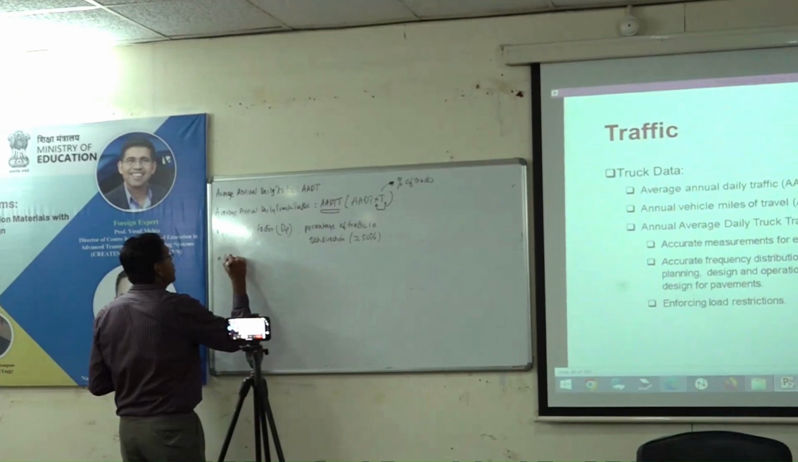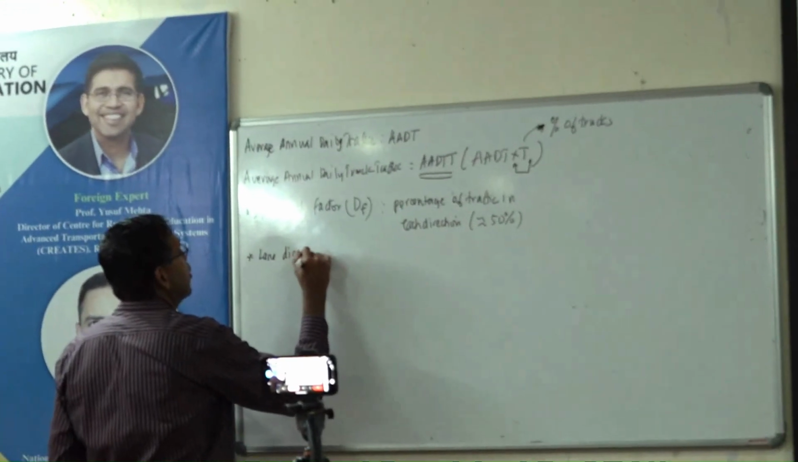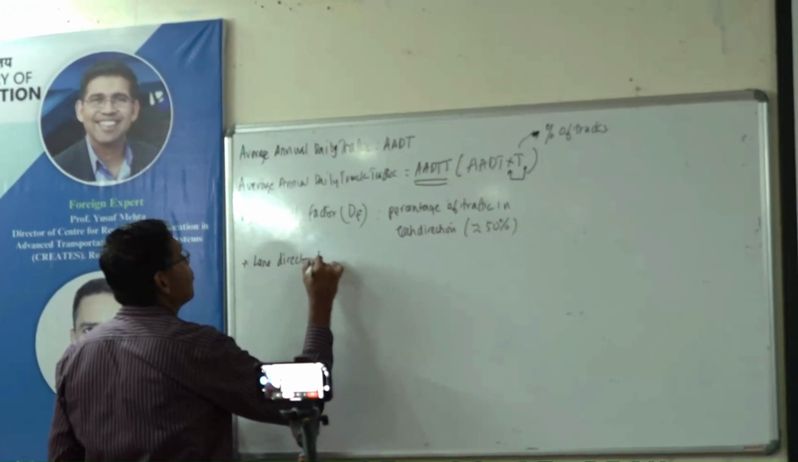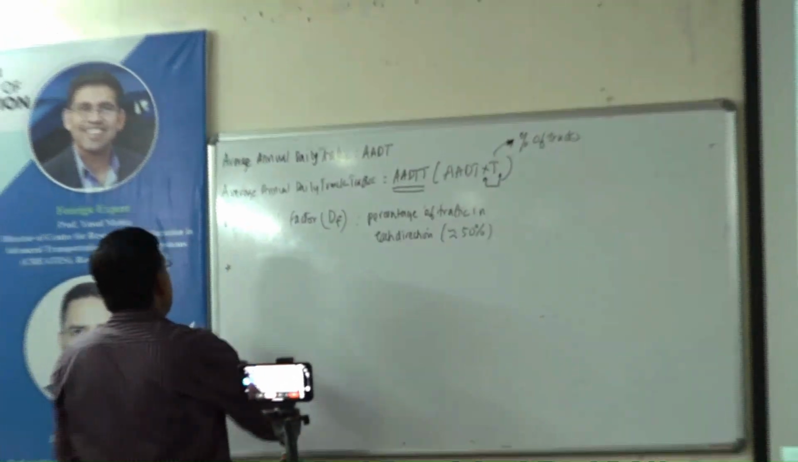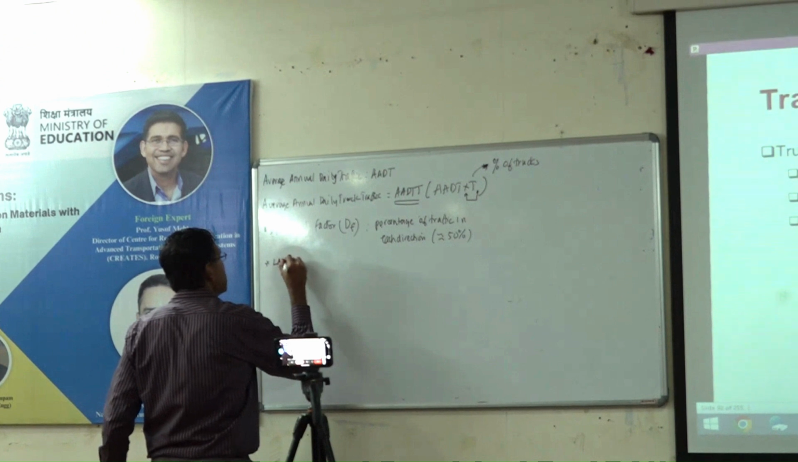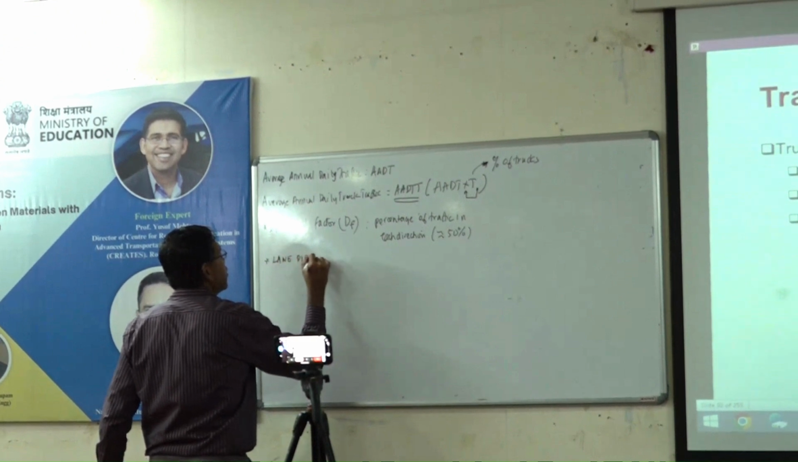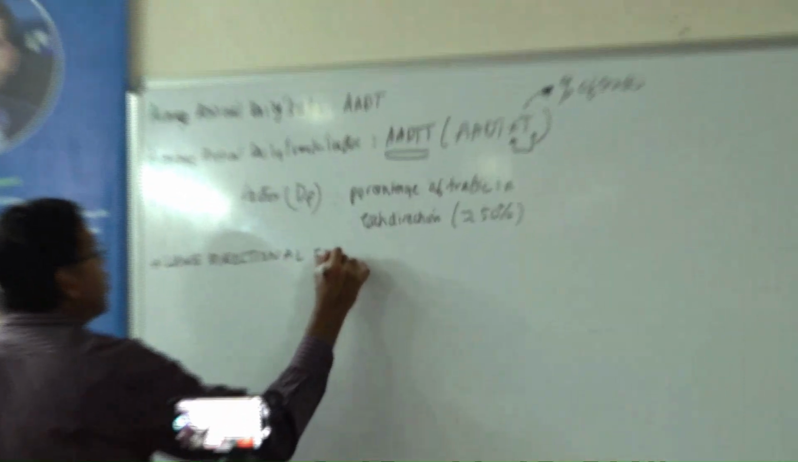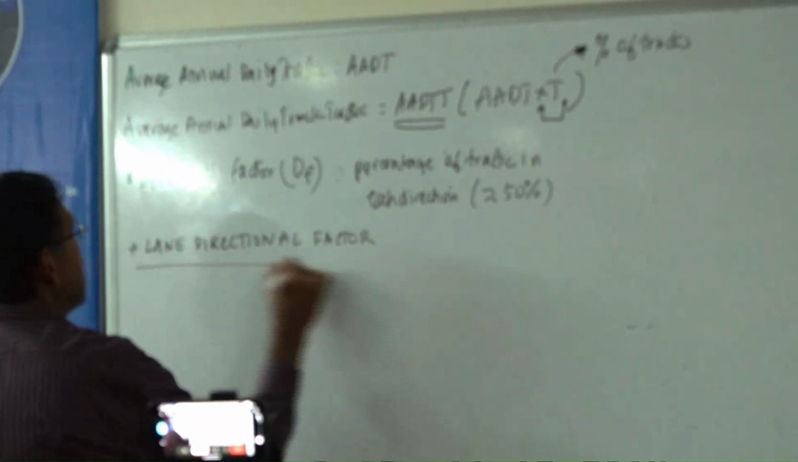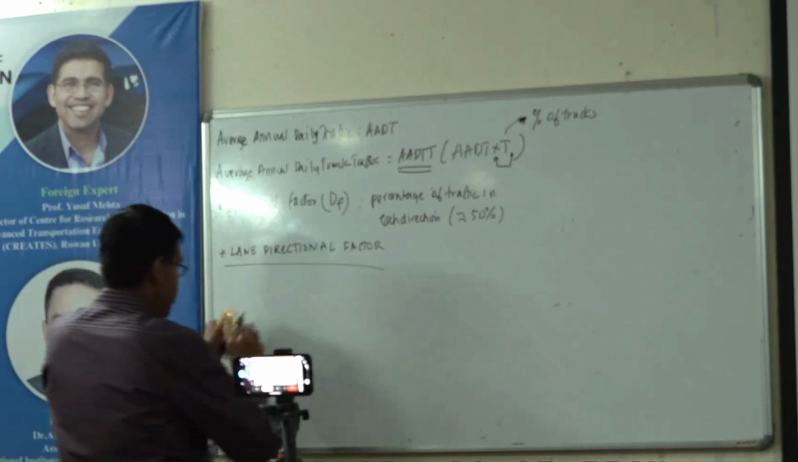Then lane directional. Why am I struggling to write fast? Lane distribution facts.